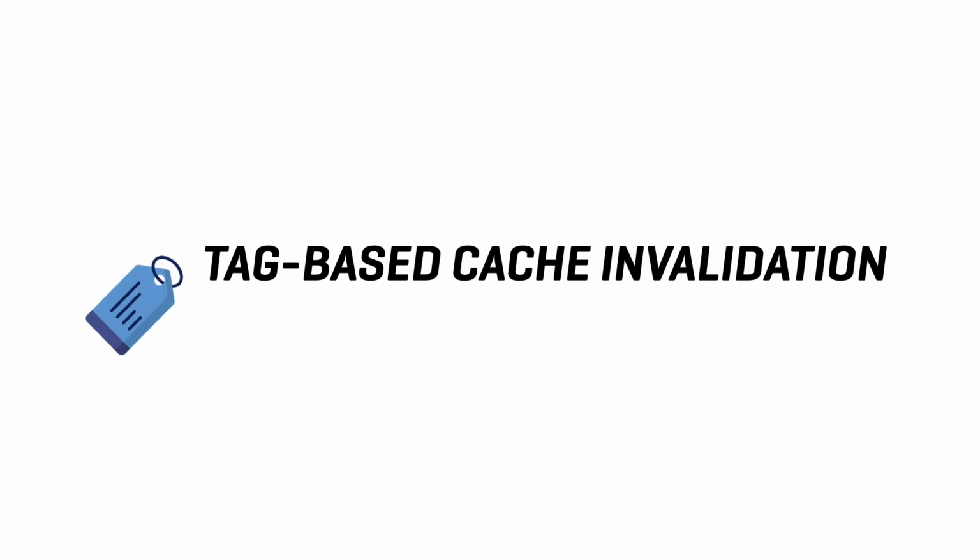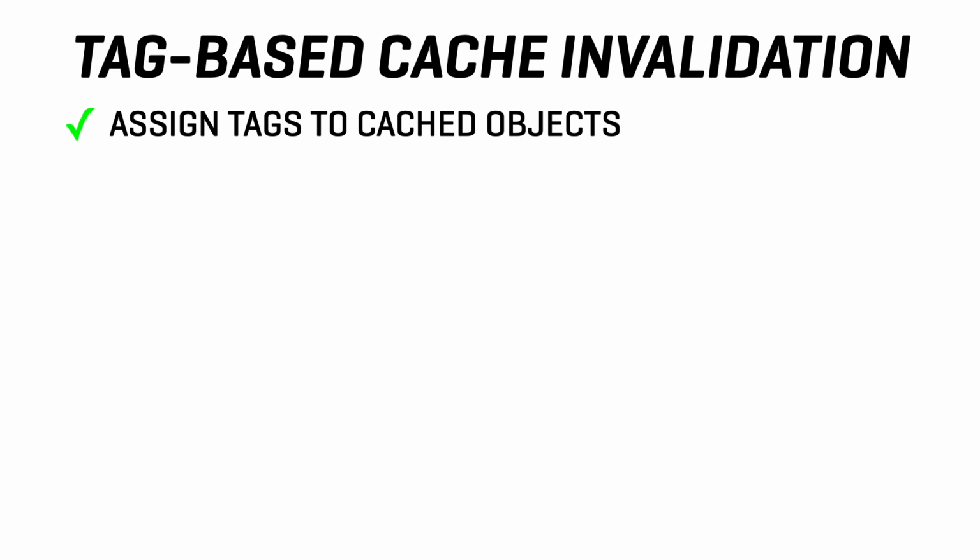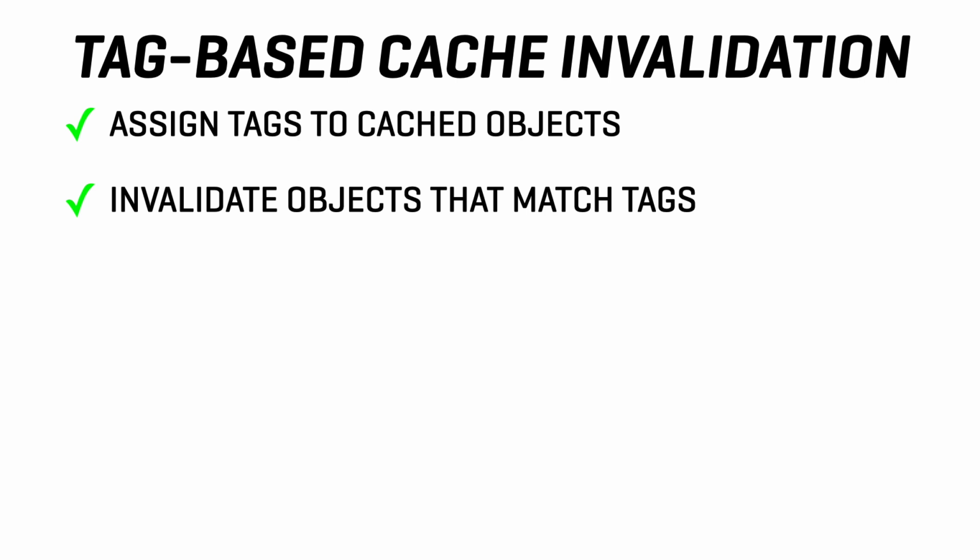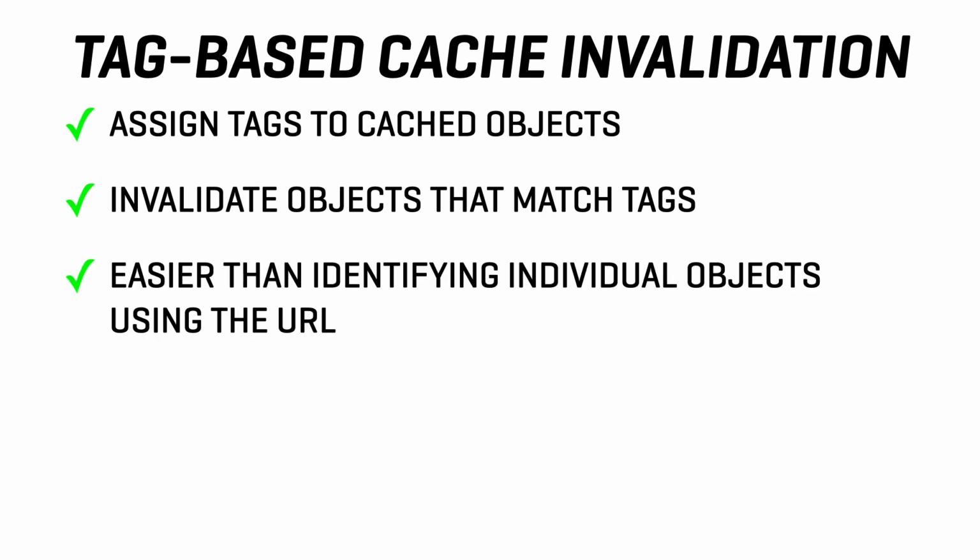The next Varnish Enterprise feature for Magento users that I want to highlight is a pretty big one. It's tag-based invalidation. That means objects can be identified using a collection of tags, and those tags can be used to invalidate those objects, which is far easier than just identifying individual objects using its URL. And that can get quite complicated if a lot of URLs are affected by a cache invalidation.